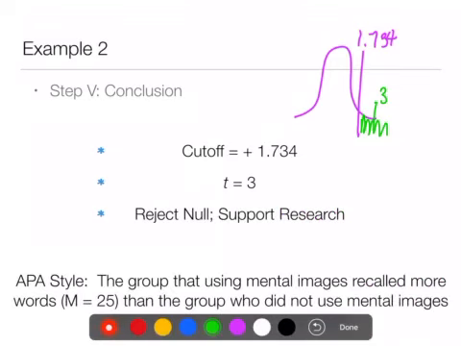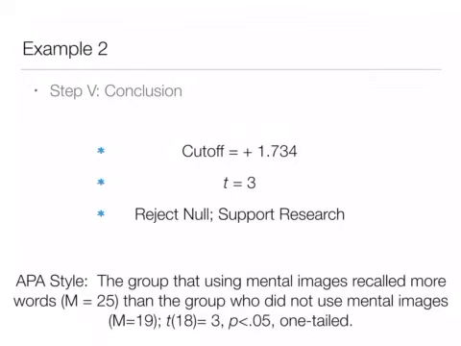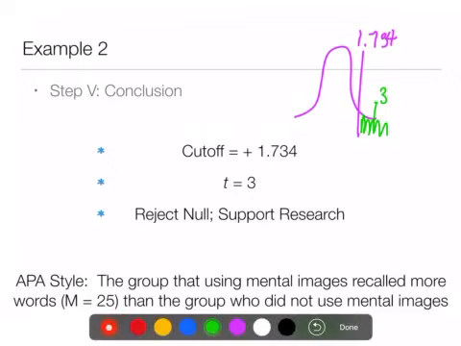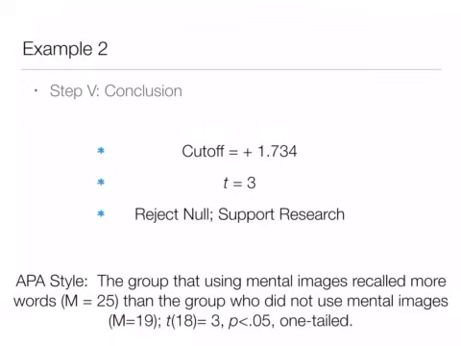So in APA style, the group that used mental images recalled more words than the group that did not use mental images. And again, you see we have our APA style statement there. Notice we included both of the means so that you can see that difference in your APA style statistical statement. We have t, what kind of test it was, our degrees of freedom, what that t value was equal to, and what we were able to reject the null at. And again, you're going to want to include that it's a one-tailed test, because it is, and you need to let your audience know that.